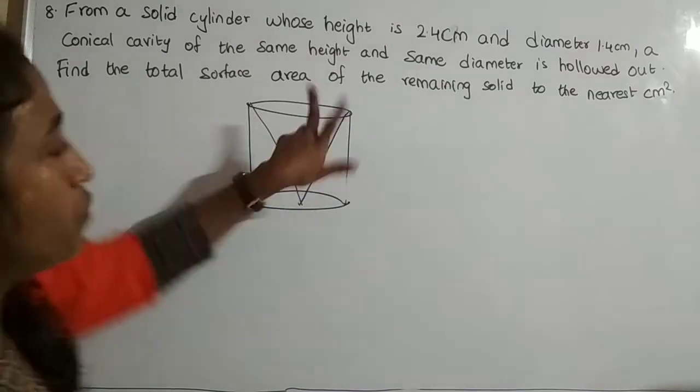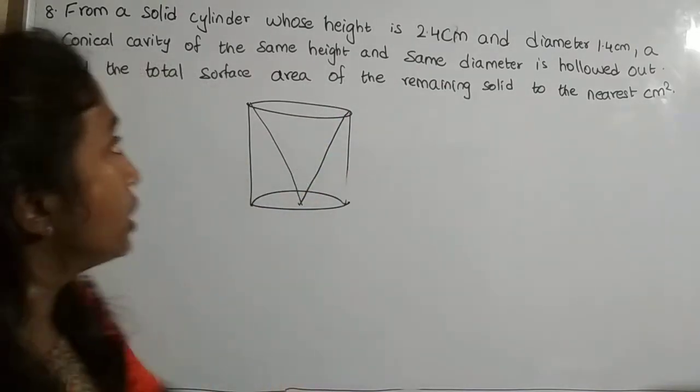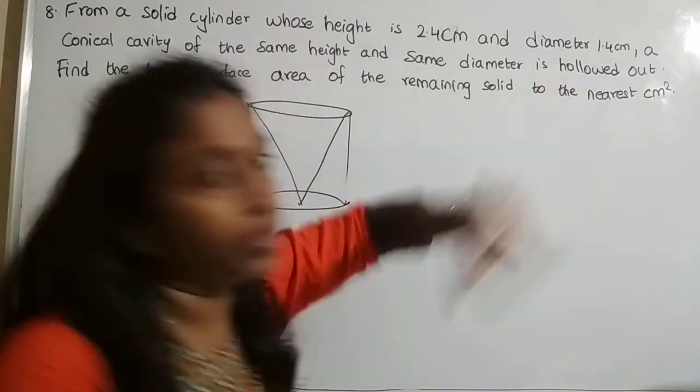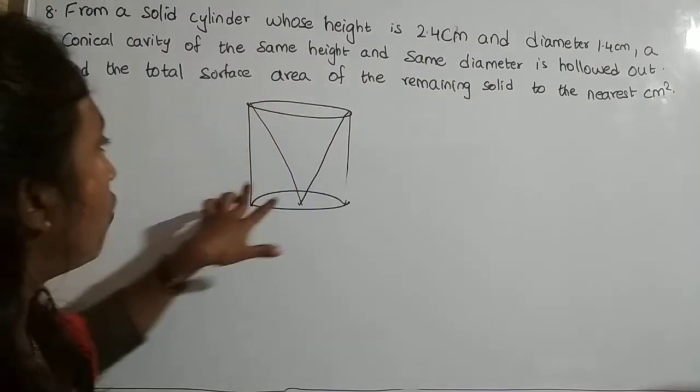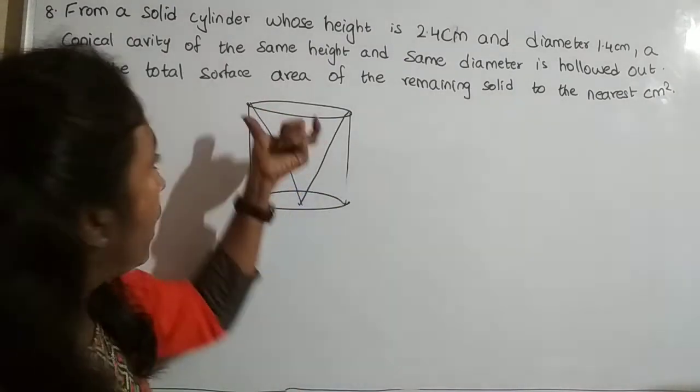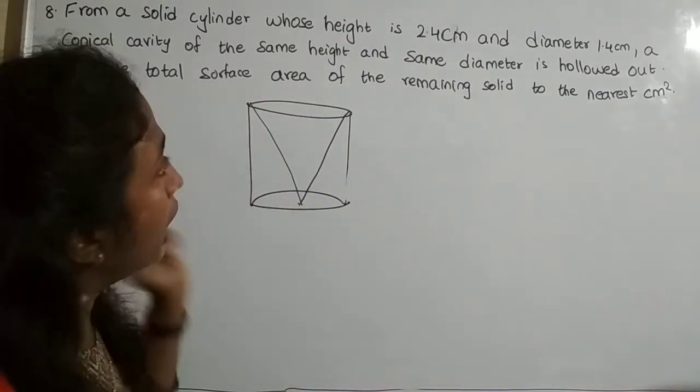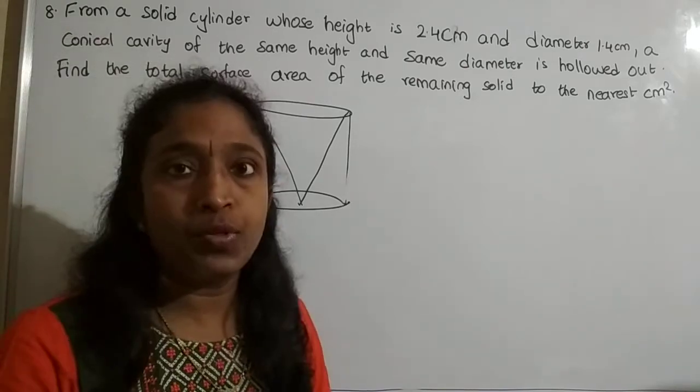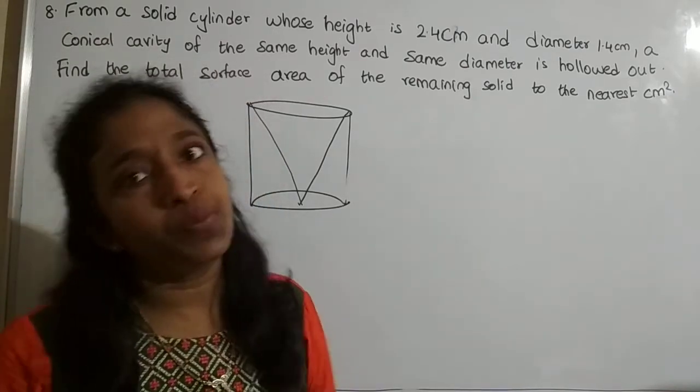So we know the CSA of a cylinder is 2 pi RH. We know H, we know R, so we know both. Now for the area of the base, pi r square. And for the cone we require pi RL. So L we require to find out. Once we know all, we just have to substitute and get the answer.